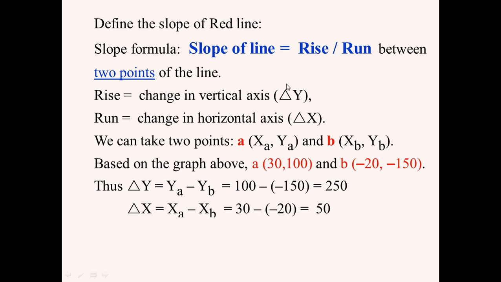So based on our formula, rise divided by run, that means change in y divided by change in x. Change in y is 150, change in x is 50. That's equal to 3.